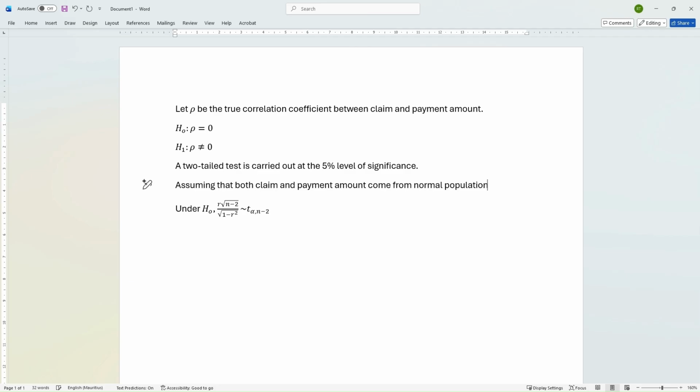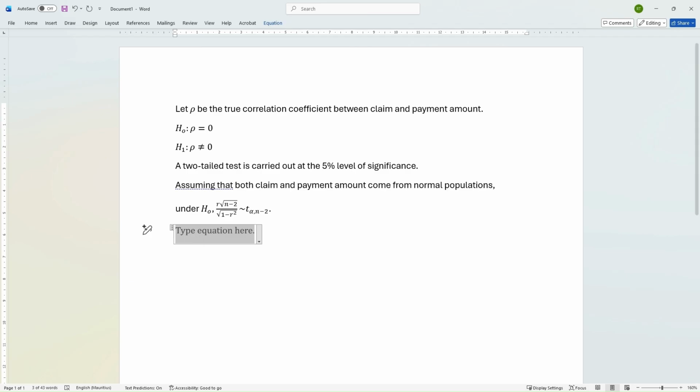If you have learned the concept of multivariate normal distribution, you could have said that. But in our case, you will say, assuming that both claim and payment amount come from normal populations, then you will say under H note. It's always good to state your assumption first, then you say under H note, and then under H note, you state the distribution of a test statistic. The next step, obviously, would be to compute that test statistic.